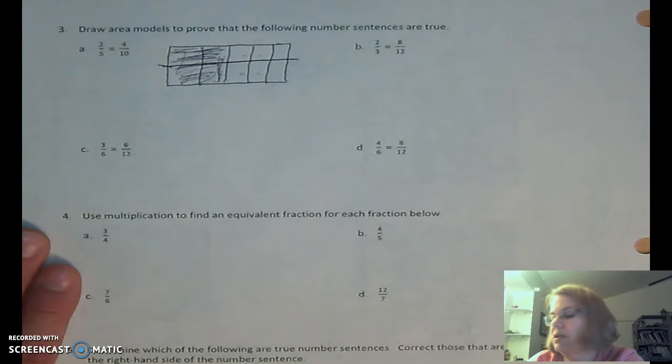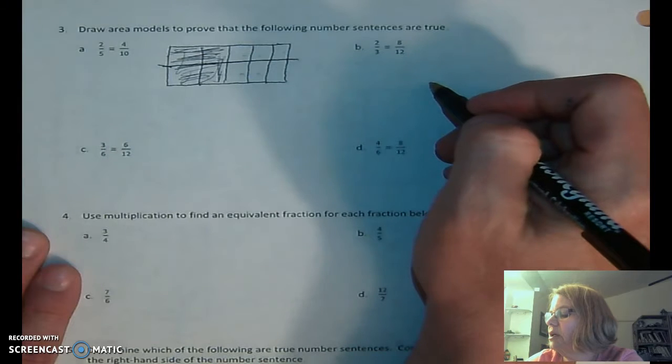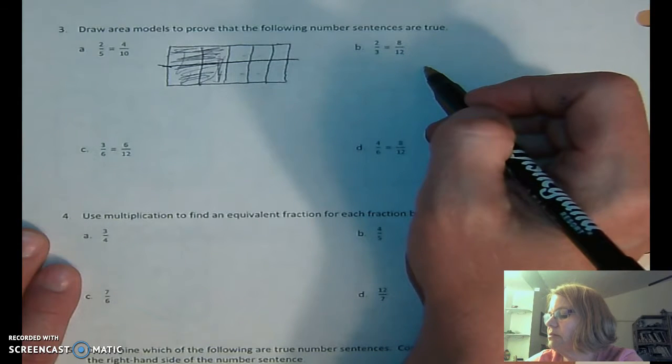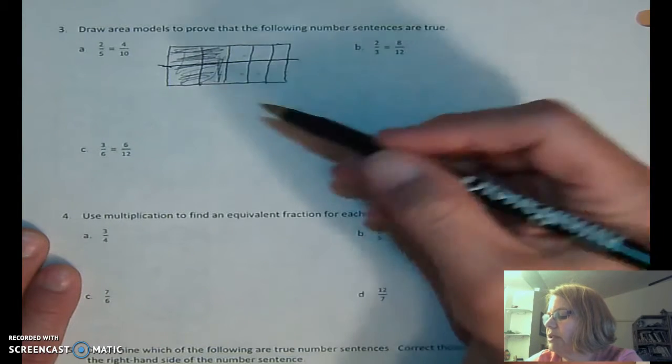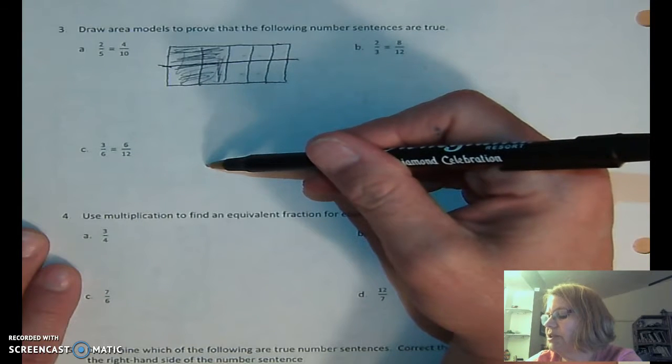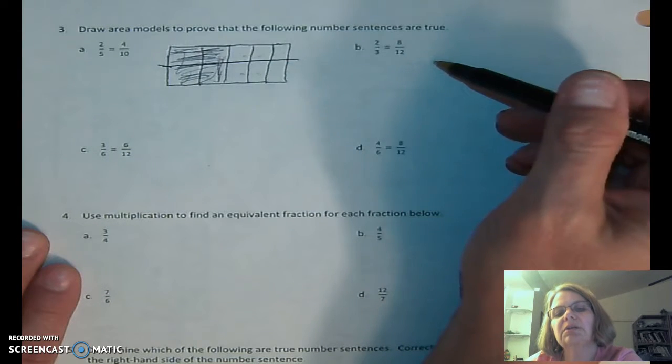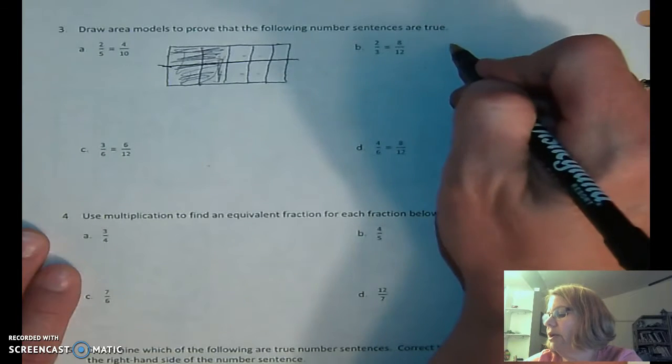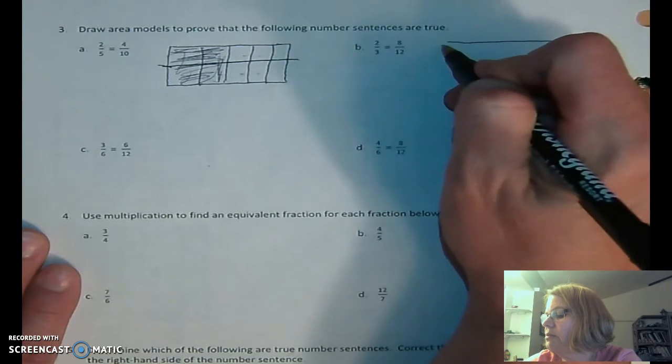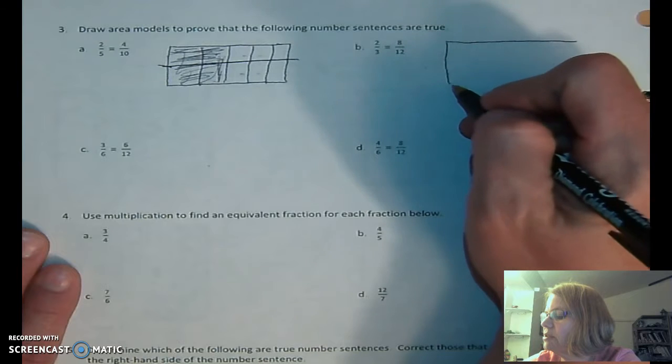Okay, so now on letter B, you go ahead and do this on your own. Letter C on your own. Letter C you're going to divide twice. Letter B, I'll go ahead and do the division for you. We'll do this one together and then you do the next two on your own.